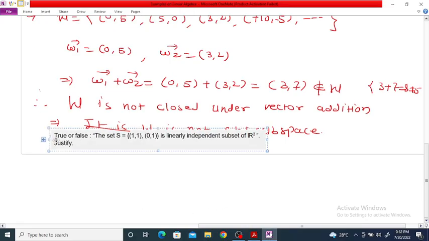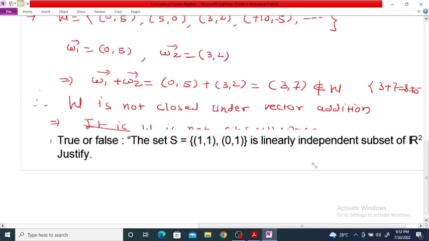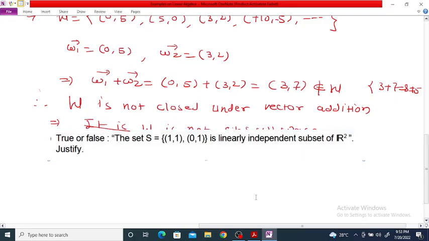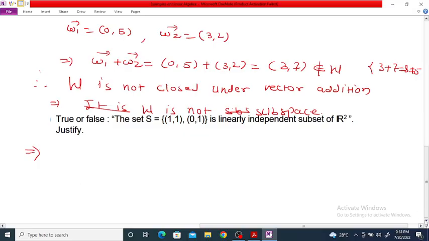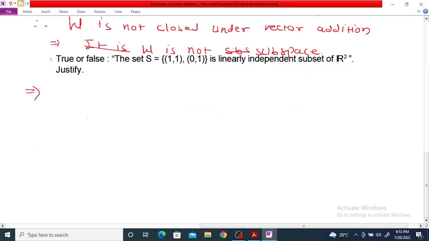Now we want to justify whether the set S equal to {(1, 1), (0, 1)} is a linearly independent subset in R square. So given vectors, we say v1 bar is equal to (1, 1) and v2 bar is equal to (0, 1). Now I want to check whether these two vectors are linearly dependent or linearly independent.